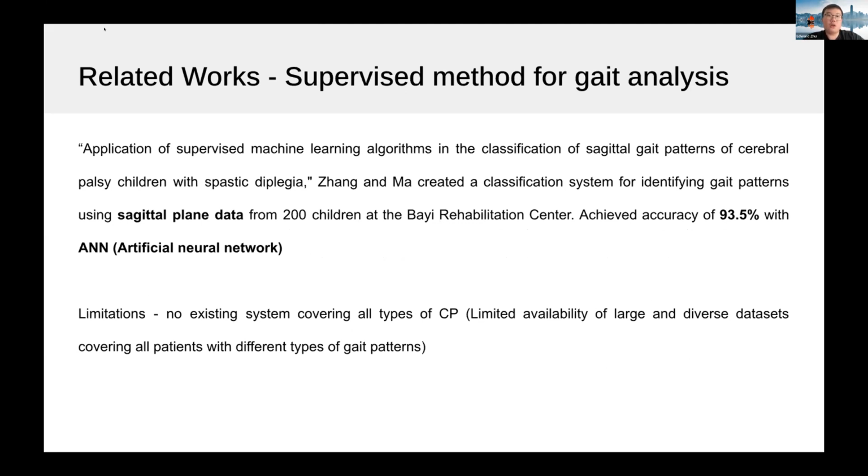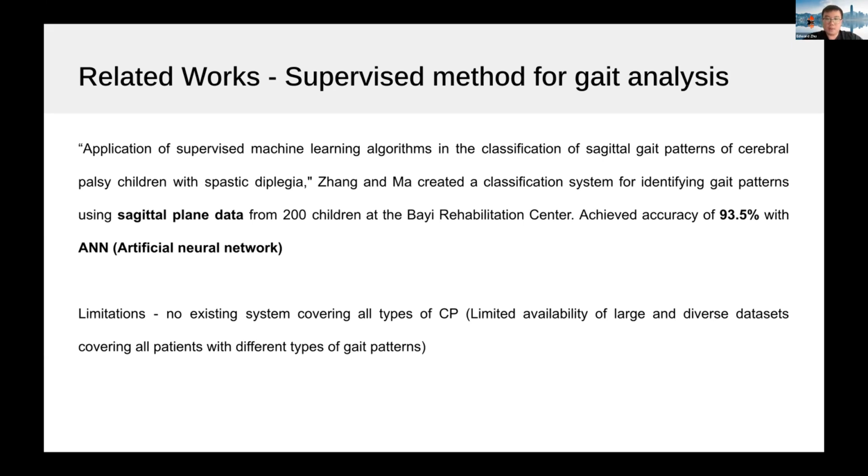I also did some research on supervised algorithms that have been used for gait analysis. One specific one was from 2019 called Application of Supervised Machine Learning Algorithms in the Classification of Sagittal Gait Patterns of Cerebral Palsy Children with Spastic Diplegia, where researchers Zhang and Ma developed a classification system with ANN, which is artificial neural network, for identifying gait patterns like jump gait and crouch gait using sagittal plane data from children. They collected data from 200 children at this specific rehabilitation center.